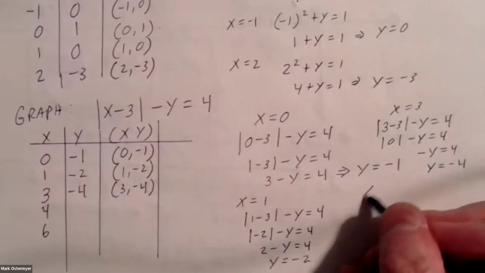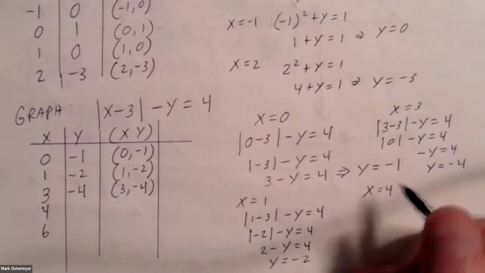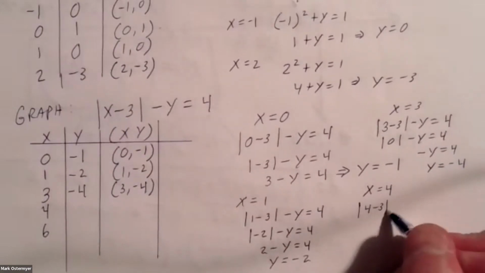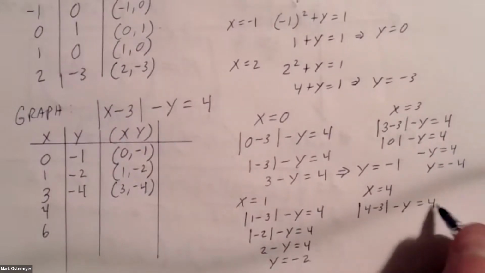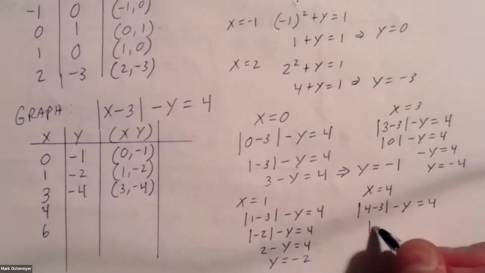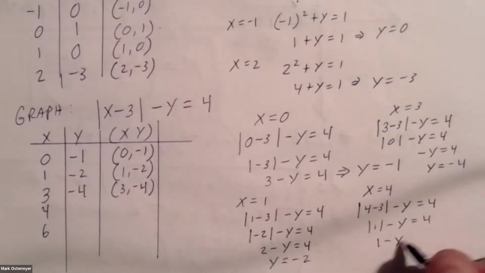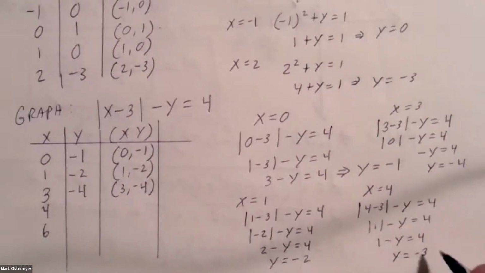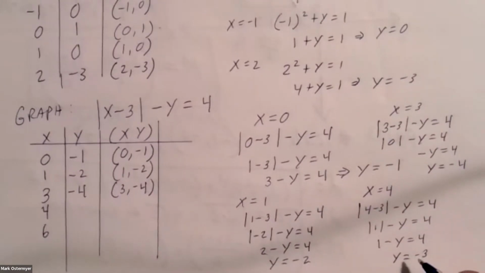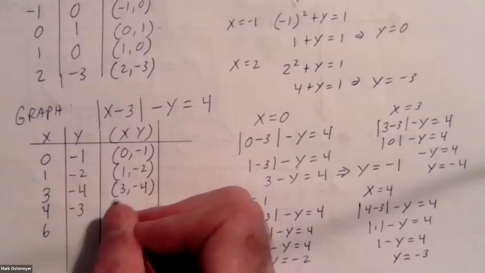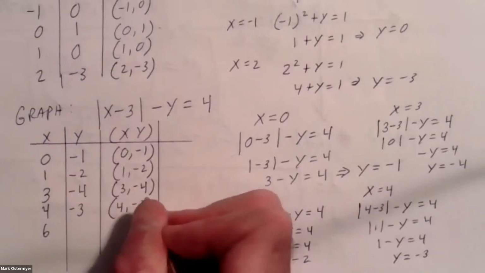Let x be equal to 4. Hence, we have the absolute value of 4 minus 3 minus y equals 4. 4 minus 3 is 1. The absolute value of 1 is 1. And just solving for y now, subtracting 1 from both sides, dividing both sides by a -1, we get y is equal to -3. Another ordered pair solution.